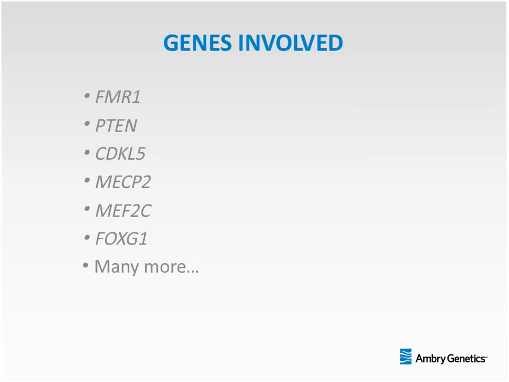And FMR1 at the top is the Fragile X gene, which we'll talk about a little bit more in depth in a few minutes. But there are lots of genes that have been implicated in a child having an autism spectrum presentation. And so it's hard for a geneticist to pick any one gene outside of this particular group that you would want to test in any given family.